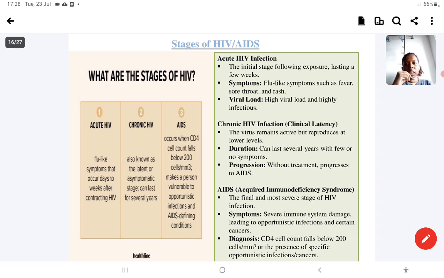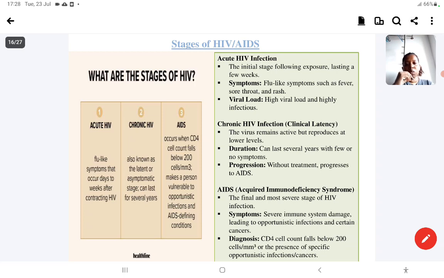And chronic HIV infection happens in the clinical latency stage. The virus remains active but reproduces at a lower level. Duration can last several years with few or no symptoms. The progression, without treatment, is progression to AIDS.